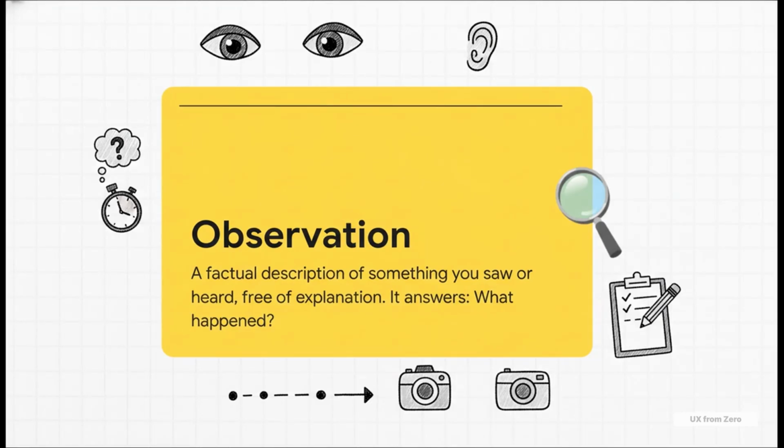Okay, let's break that down. Think of yourself as a security camera. An observation is just what that camera records. It's the facts, and only the facts. No opinions, no judgments, no, I think they did that because. It's the pure, simple answer to the question, what happened?